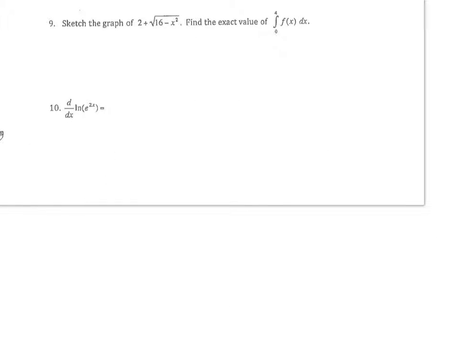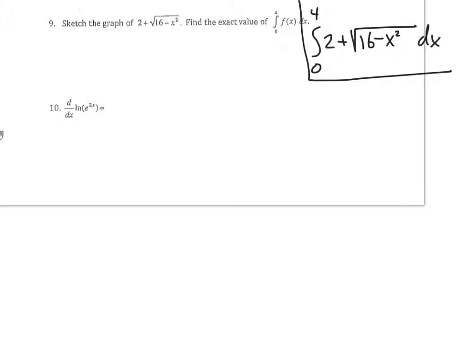Nine's a good problem. Kind of threw that in here. Sketch the graph of 2 plus the square root of 16 minus x squared. Find the exact value of that. So you're trying to figure out the exact value, or you're trying to integrate from 0 to 4, 2 plus this square root of 16 minus x squared. That you cannot integrate directly. So that would be the way they would typically write the problem. Just says integrate that. You might try different u's and so forth. You can't do that. That's not integral. You can't integrate that easily.